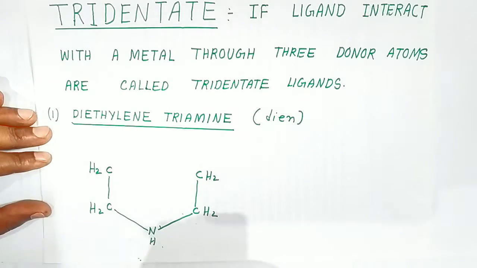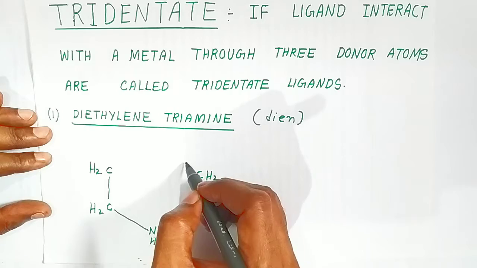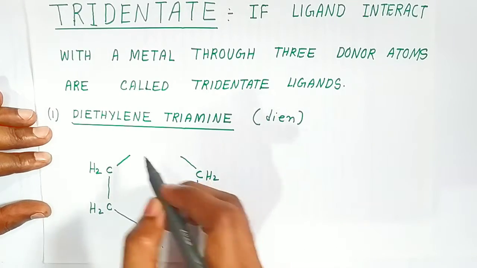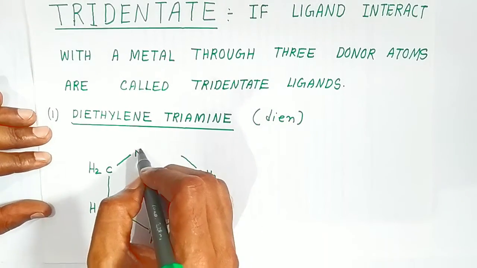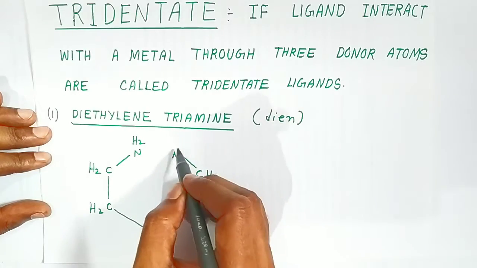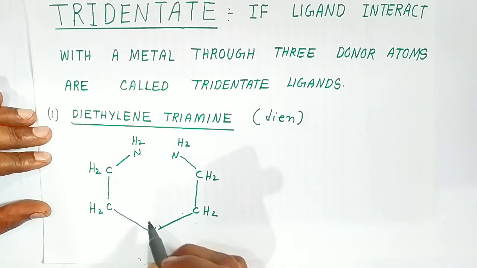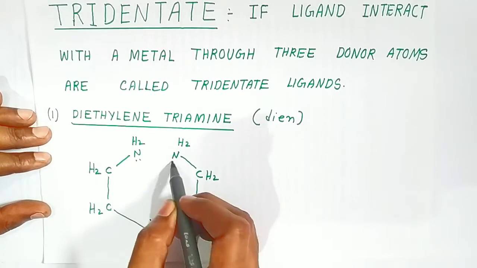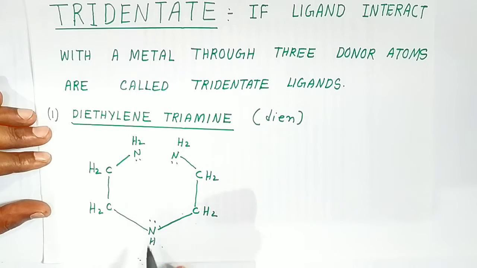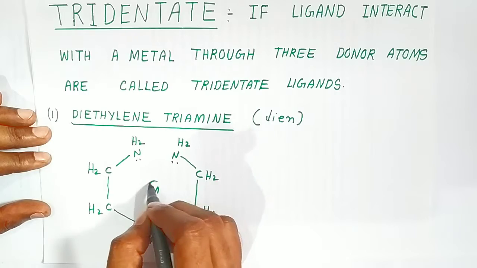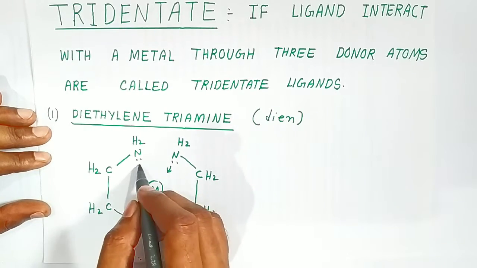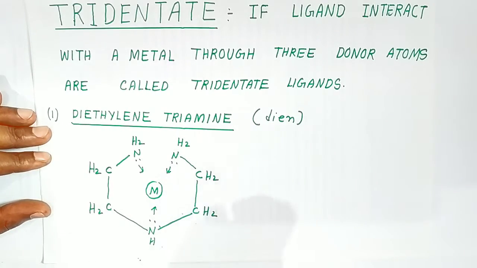Okay students, now what happens? Because it is a triamine, one amine I have already written here. The other two amines you can put like this, attached to this ethylene: NH2, NH2. Because nitrogen always has a lone pair, here you will find three lone pairs present in the diethylene triamine. They will donate the lone pairs to the central metal atom and form the tridentate ligand.